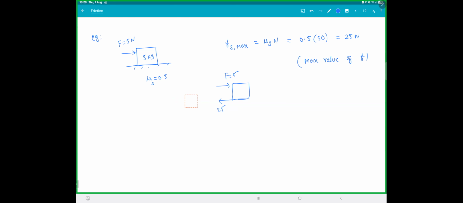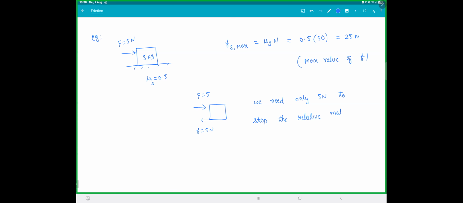Again, I'm saying friction's job is not to apply 25 newtons. Friction's job is what? Friction says, I want to keep them together. So someone is applying 5, right? If I can apply 5 newtons, I can keep it at rest. So why will I give 25? We need only 5 newtons to stop the relative motion. I can give you 25, but I need only 5 to stop you. So I'll give you 5 and my job is done.